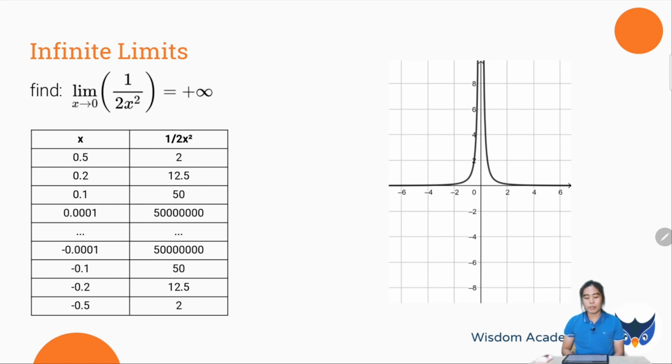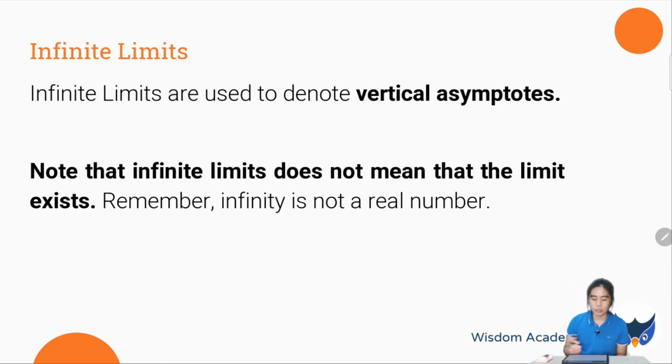So, if mapapansin nyo, kung bakit ang title natin is vertical and horizontal asymptotes, kasi infinite limits are used to denote vertical asymptotes, as you can see in the graph. Okay? And take note that infinite limits does not mean that the limit exists. Remember na infinity is not a real number. So, ano lang natin siya? Sign lang natin siya para i-denote na pataas lang ng pataas yung number, pero hindi siya umaabot sa kahit saan. So, indefinitely lang siya tumataas.